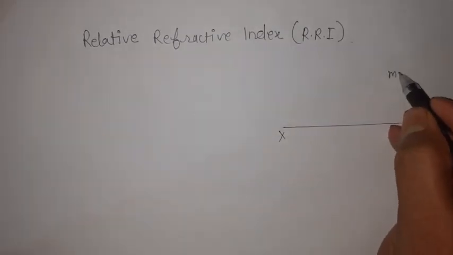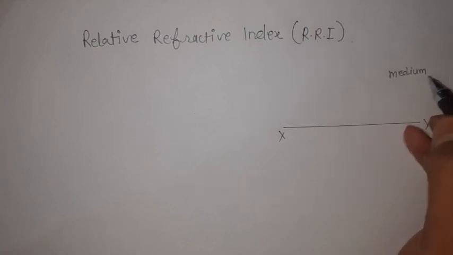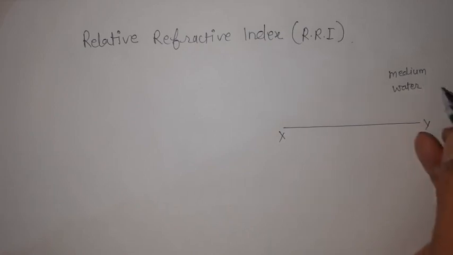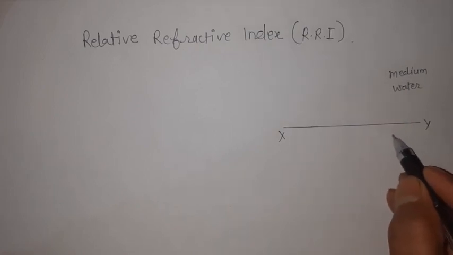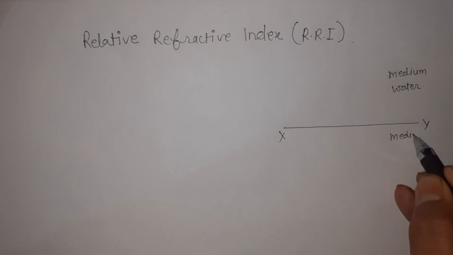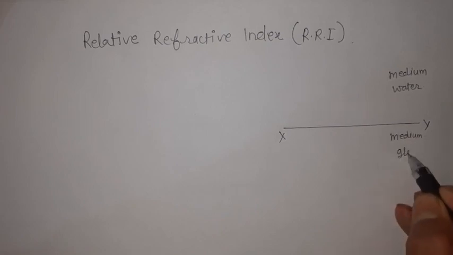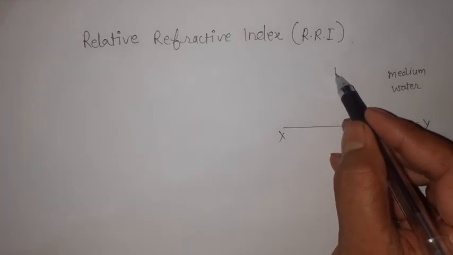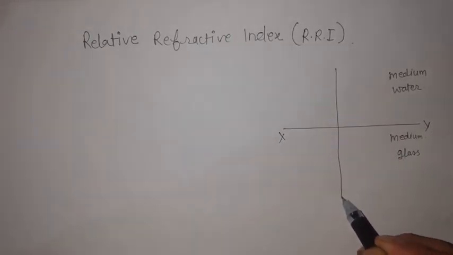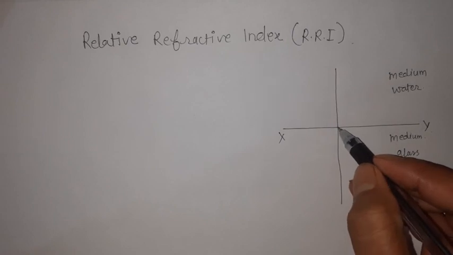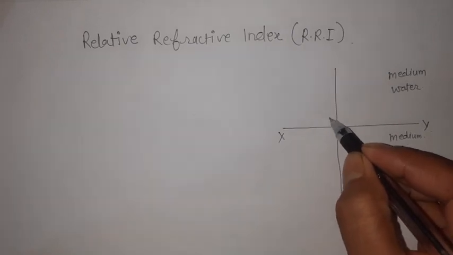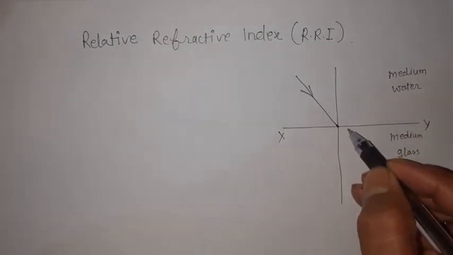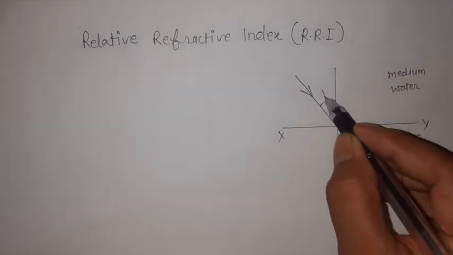Above it, I am going to consider medium number 1, and let us suppose it is water. Under this there is another medium, medium number 2. Let us suppose that it is glass. Now on this interface I have drawn a perpendicular, which is said to be the normal, and it is the point where this ray of light is going to be incident. So this is the incident ray.